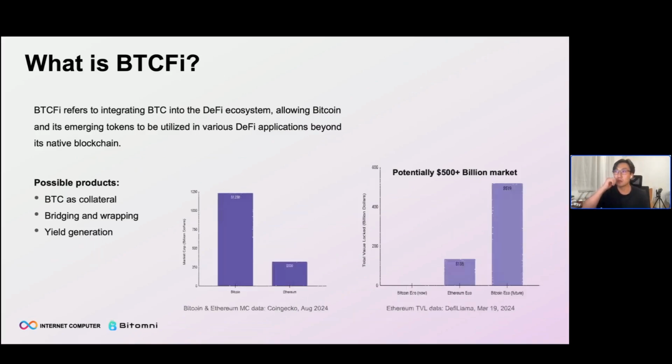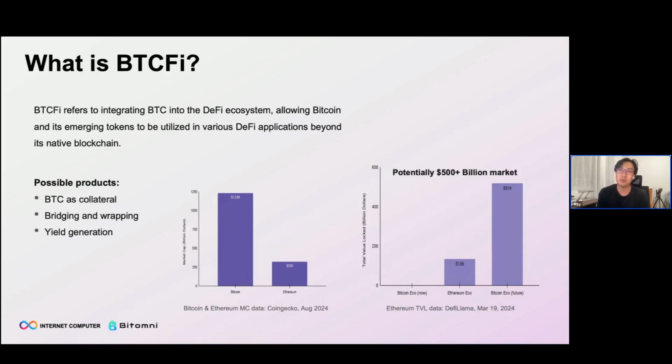The reason we are working on these BTCFi services is mainly because it's a huge market. So let's look at these two charts. The chart on the left shows the market cap of Bitcoin compared to Ethereum. Bitcoin basically is 4 times Ethereum's market cap. And the chart on the right shows the TVL, or total value locked, in Bitcoin right now and Ethereum right now, and hopefully Bitcoin in the future. So we can see that the TVL in the Ethereum ecosystem is like, what is the Bitcoin equal? Okay, that's a good question. I will try to answer that later.